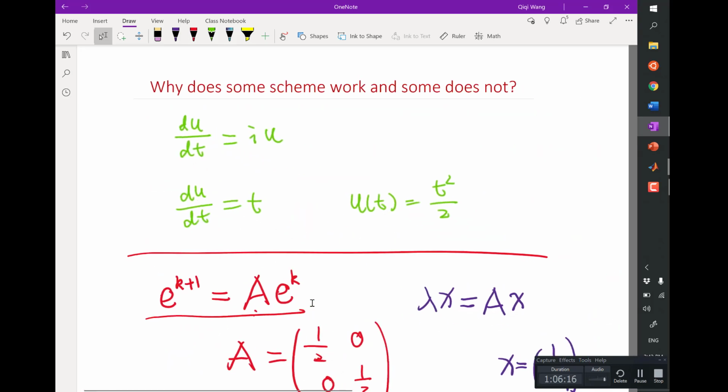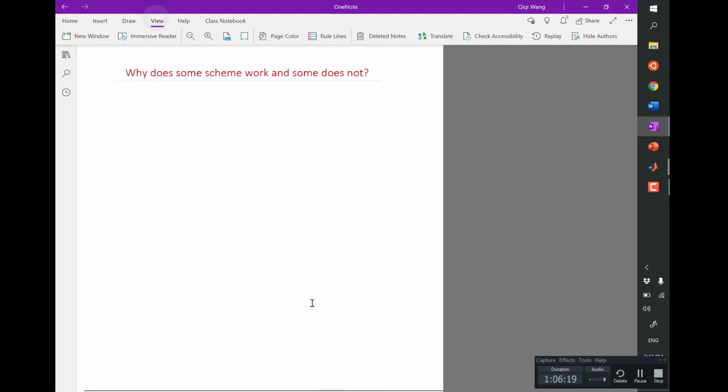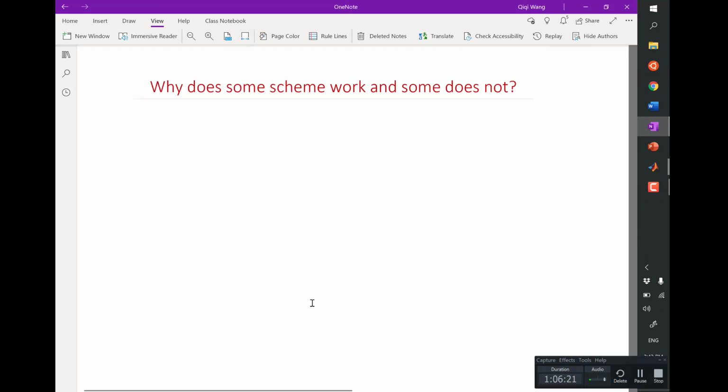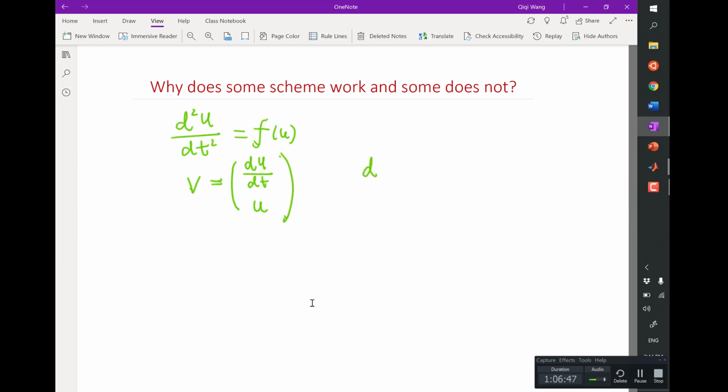Remember what we did? The idea is exactly the same. Well, maybe it doesn't look exactly the same, but remember how we turned the second order ODE into a first order ODE? So we have d squared u dt squared equal to f of u, for example. We are saying, okay, we can introduce a vector v, right? We can say v is equal to du dt and u. So now when I take the first order derivative of v, we get something like f of u, which can be written as f of v, right?